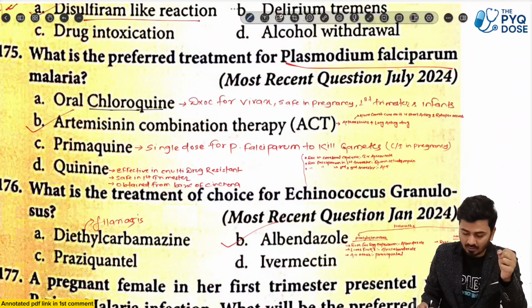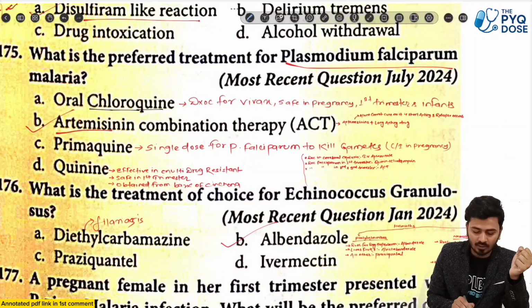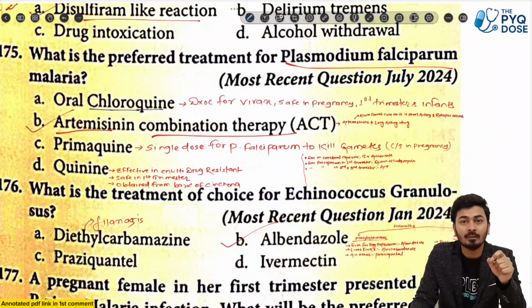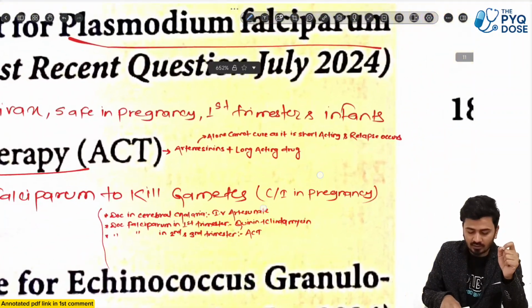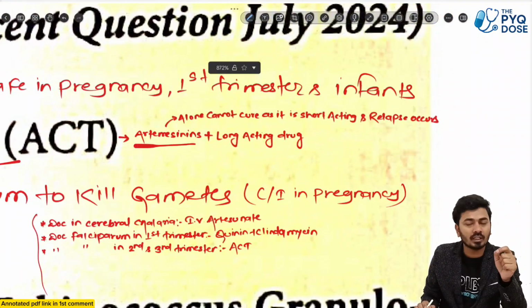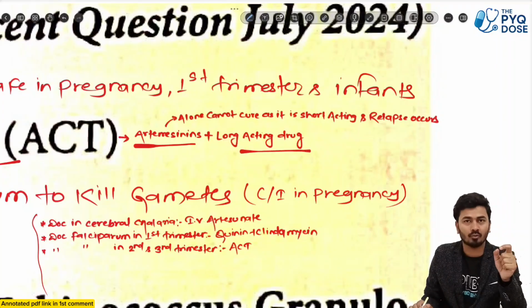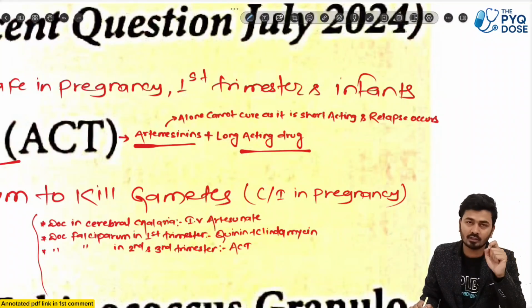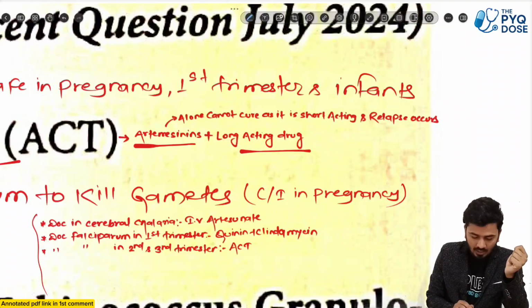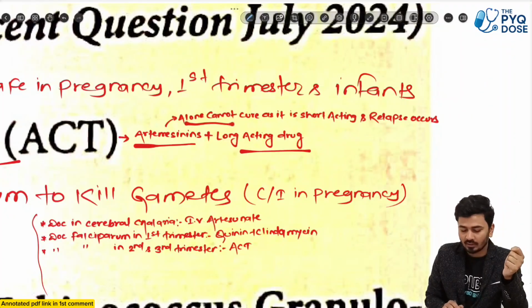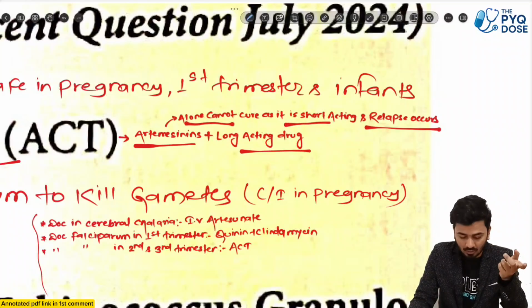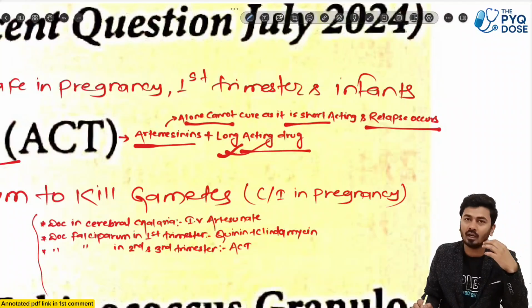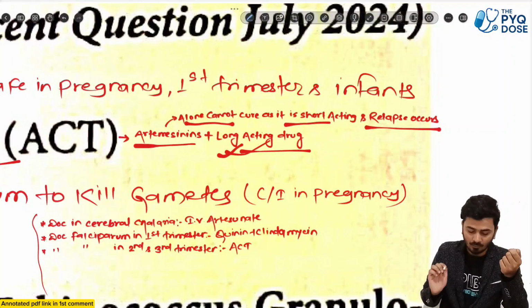In Plasmodium falciparum malaria, we generally give artemisinin combination therapy, that is ACT. So let's see what this ACT is. ACT means one artemisinin and one long-acting drug along with it. This is called artemisinin combination therapy. Artemisinin alone cannot cure as it is short acting and relapse occurs. So to prevent relapse in the future, we use a long-acting drug in combination with artemisinin.